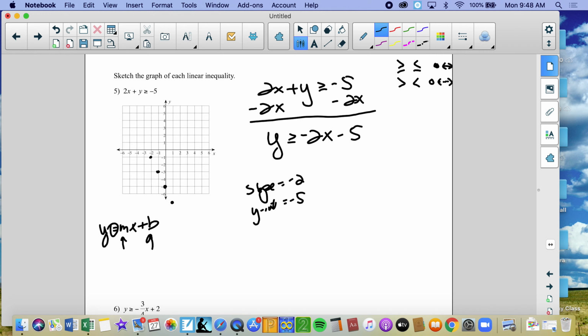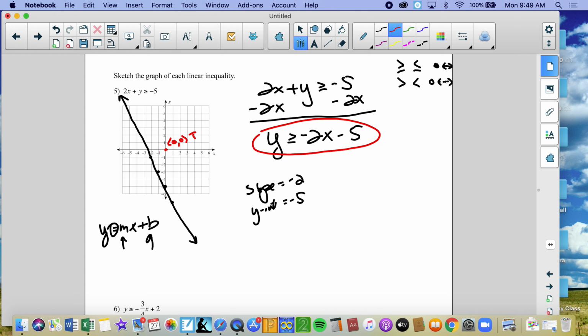It's equal, so we're including that border. This is the border between true and false. I don't know which side is true. This could be true, or this could be false. So I have to find a point on here and test it in this equation. Easiest point to test is 0, 0.